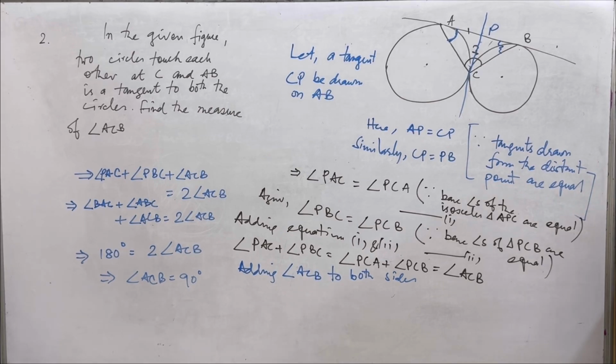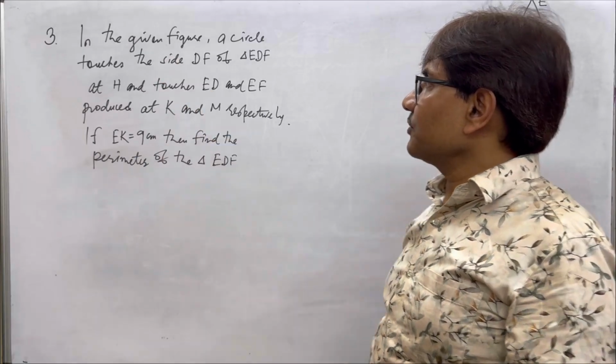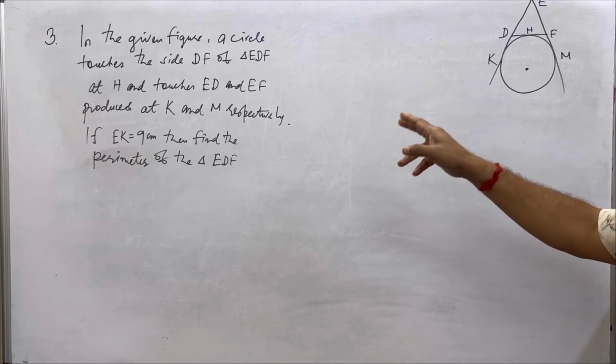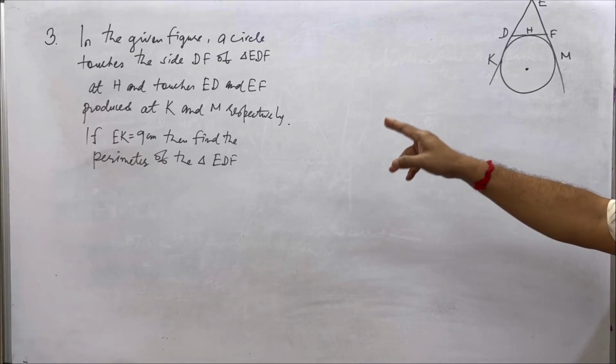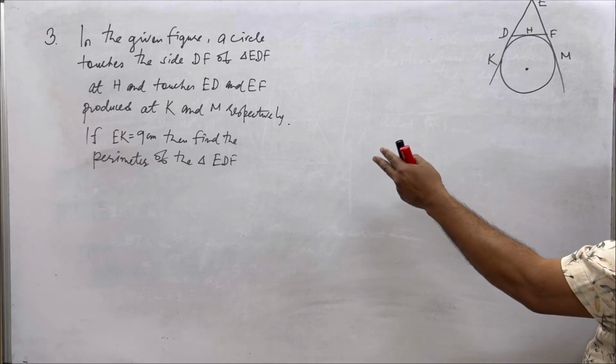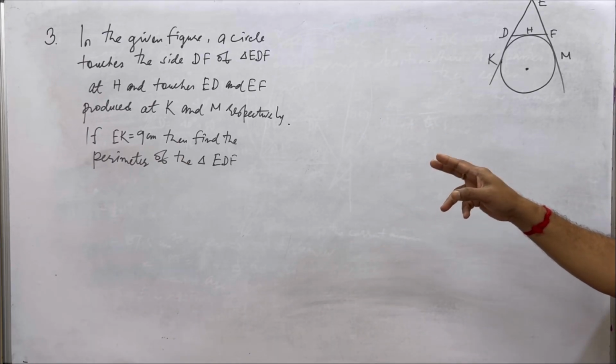Okay, now next sum. See question number 3. In the given figure, a circle touches the side DF of triangle EDF at H and touches ED and DF produced at K and M respectively. If EK equals 9 cm, then find the perimeter of the triangle EDF.